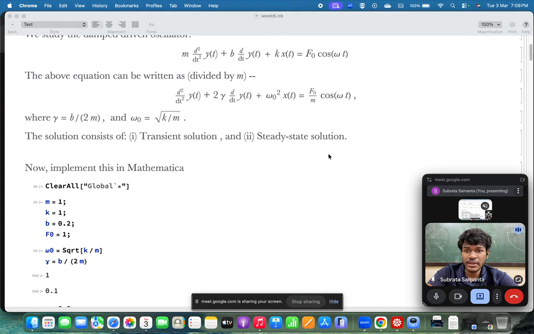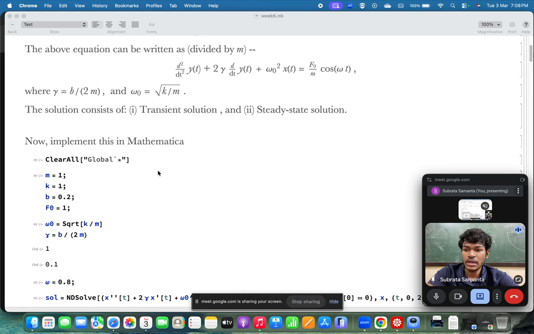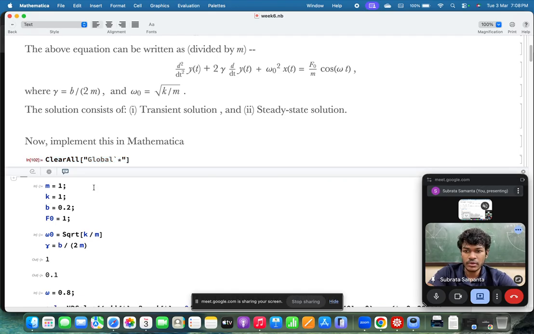So basically, first we assign the values of these four constants: m, b, k and f naught. I choose these values, let us say. First we clear all the variables, so this is basically Clear All. Whatever variables you assigned before, you just clear all the variables, the global variables, first.